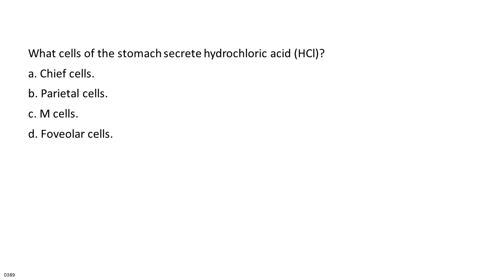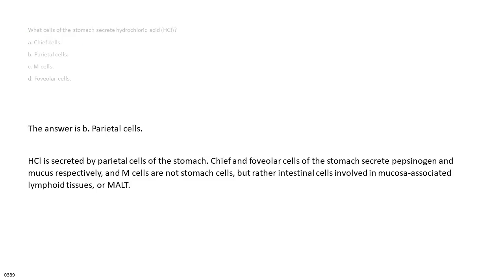What cells of the stomach secrete hydrochloric acid, HCl? A. Chief cells. B. Parietal cells. C. M cells. D. Foveolar cells. The answer is B. Parietal cells.